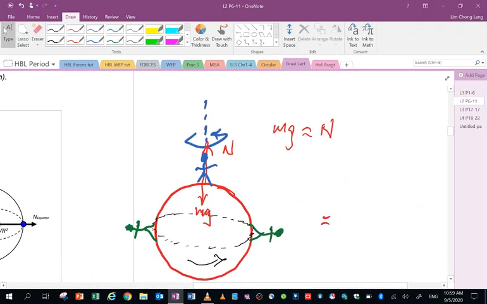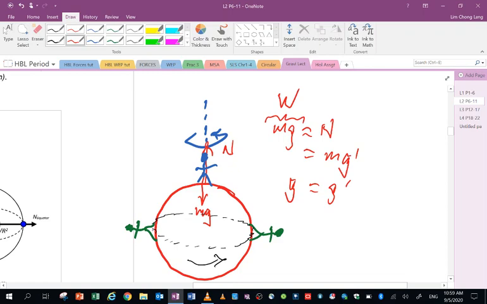So true weight equals apparent weight, and you can equate this to mg prime. So the true acceleration of free fall is equal to the apparent acceleration of free fall. So at the pole, the person experiences the true weight. This is the true weight of the person.